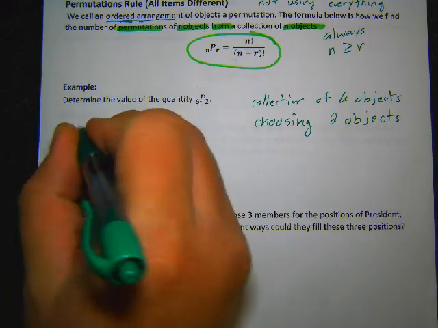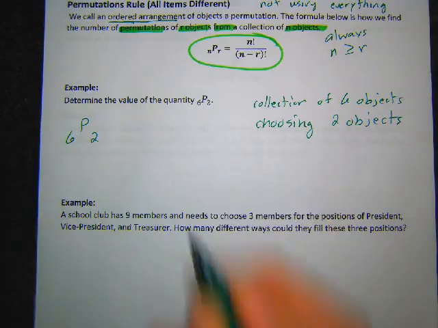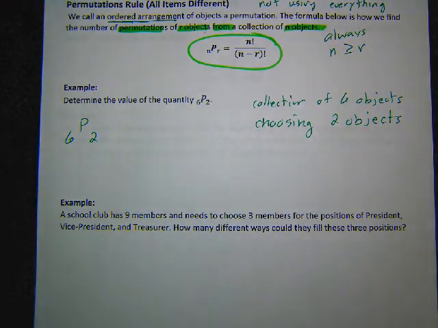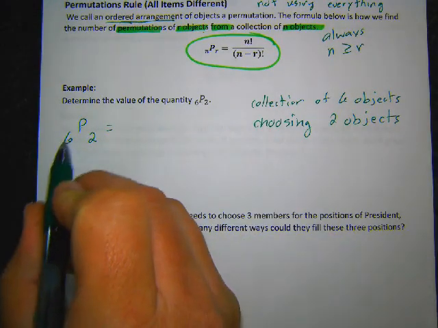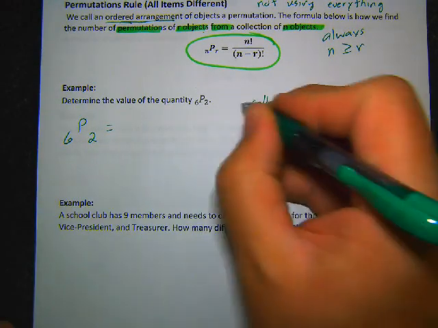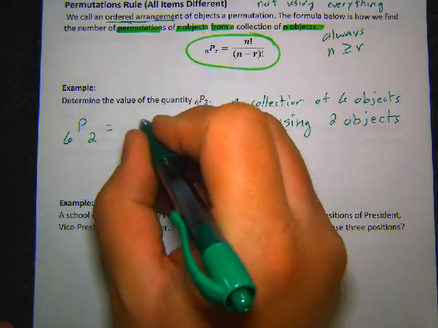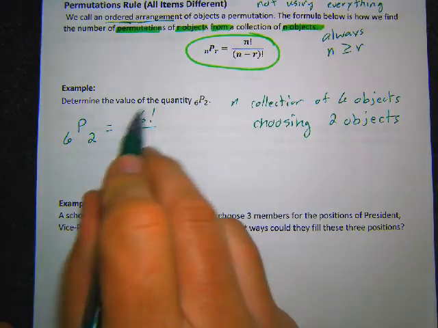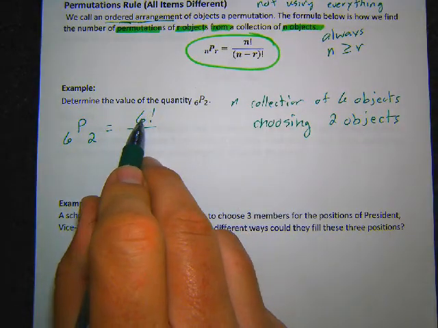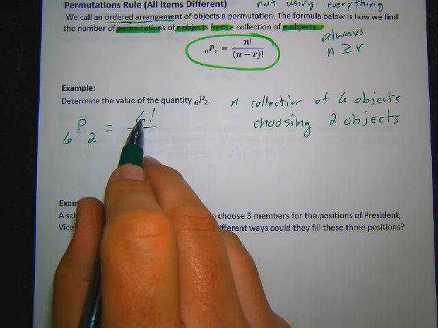So 6, choose 2 is kind of the way we say this in mathematics a lot. And we're doing permutations, so it's a permutation. We do the n, which is the 6, so this is our n, and we do that on top first. And we do 6 factorial on top. And that's actually figuring out all the different ways you can order 6 things. But that's too many, right? Because we said we're not going to use everything, we're only going to use 2.